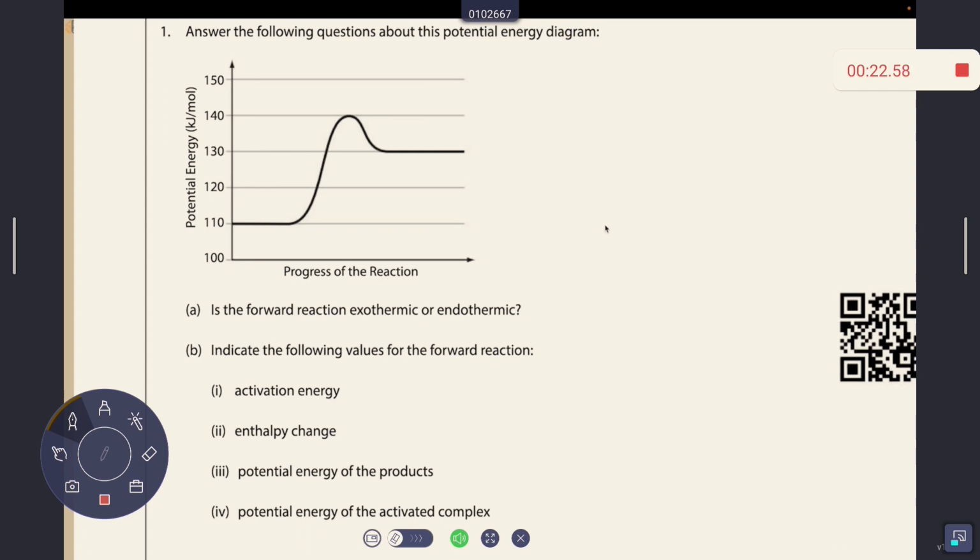Can we do number 1 before you work on number 2? Is that okay? Are you done with 1? Is the forward reaction exo or endo? Endo. Good job. What is the activation energy? 140 kJ per mole. How much? 140. 40. Tell me what numbers you subtract. 140 minus 110, because the activation energy is between wherever the reactants began and the highest point on that curve. Okay, so this is going to be 140 minus 110, which is 30.